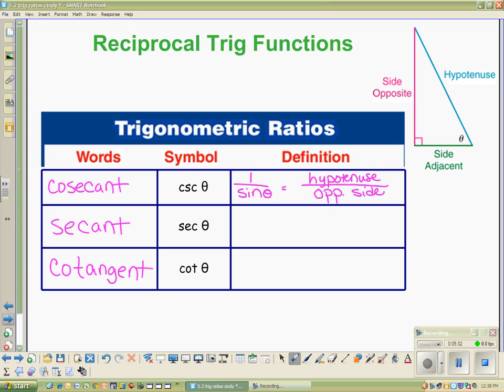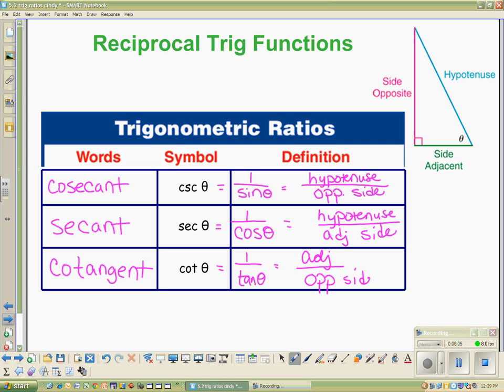The secant is similar and related to the cosine. It is the reciprocal of cosine, or 1 over cosine, which means that I'm going to have the hypotenuse on top, and it will get compared to the adjacent side. And finally, cotangent is 1 over the tangent of that same angle. Usually tangent is opposite over adjacent, so this is going to be adjacent over the opposite side. Good enough, those three. So purely definitions.